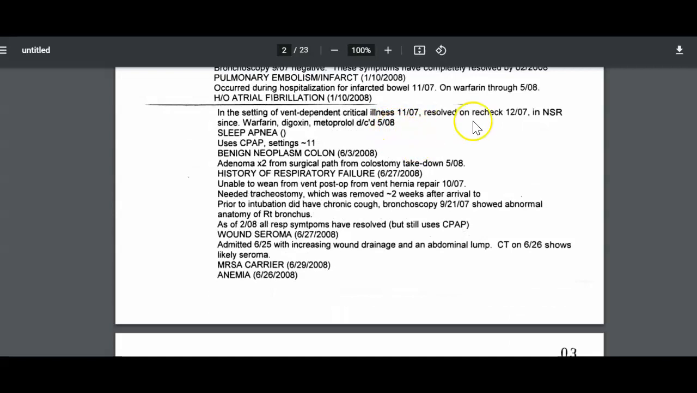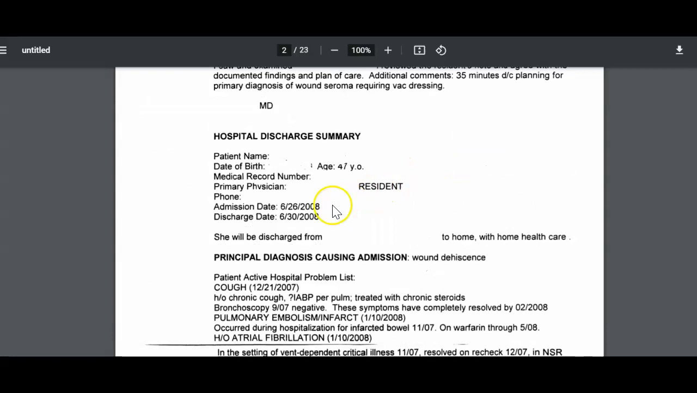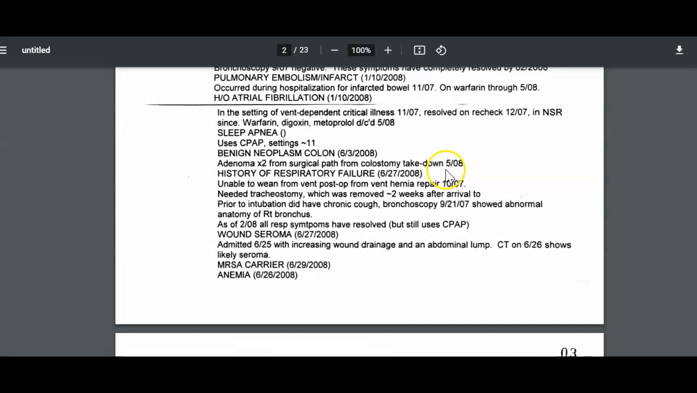So let's go down here. It was resolved. They have sleep apnea. They use a CPAP. They had benign neoplasm of the colon. Okay, this wasn't too long ago, 6/3/2008. Adenoma times 2 from the colostomy takedown. That was in May of '08. History of respiratory failure, okay, 6/27/08. So that's right in our admission. Okay, so we go to that.